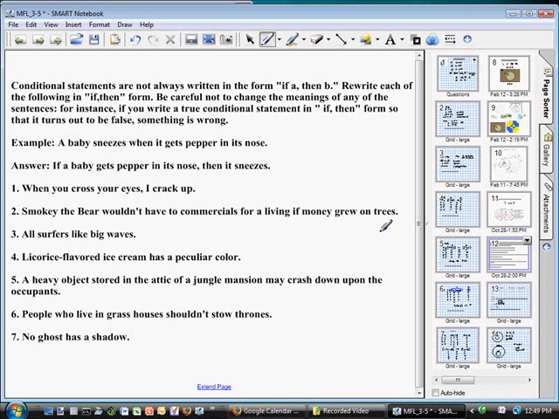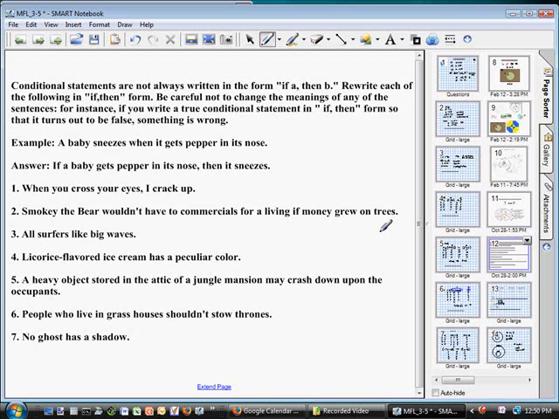If it's licorice flavored ice cream, then it has a peculiar color. A heavy object stored in the attic of a jungle mansion may crash down upon the occupants. If you have a heavy object stored in the attic of a jungle mansion, what in the world? Is that a weird sentence? But anyway, if you had a jungle mansion and you had a heavy object stored in the attic, then it might come crashing down upon the occupants.